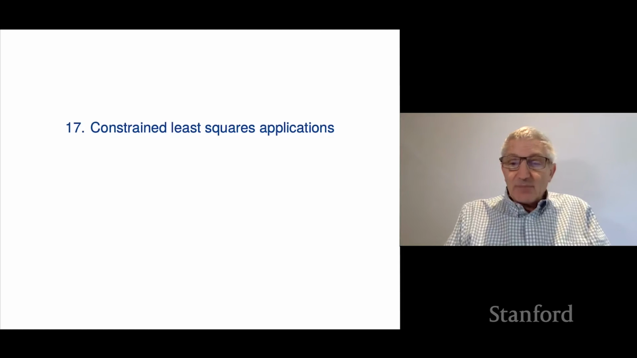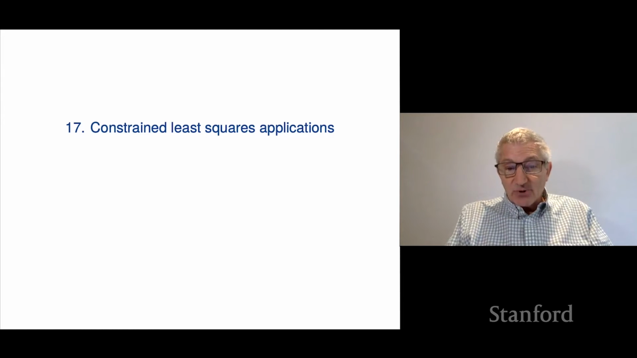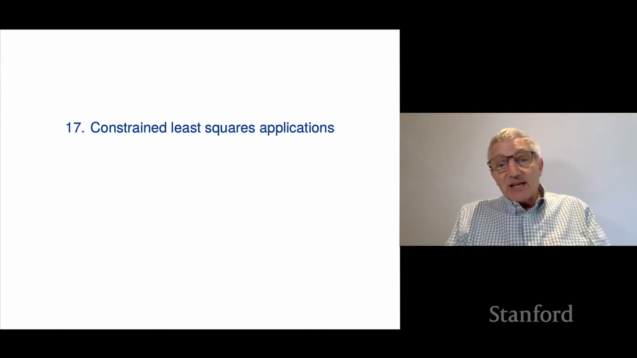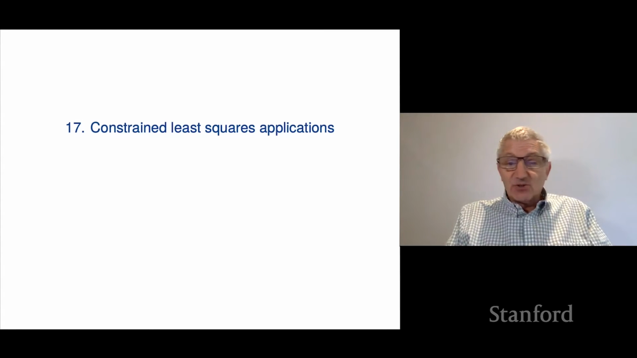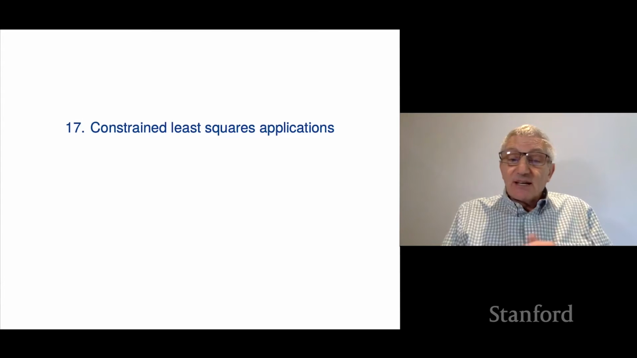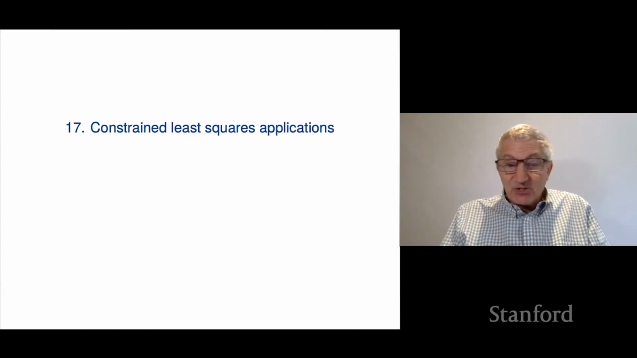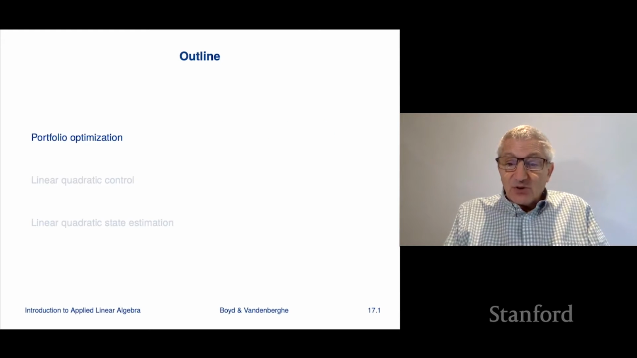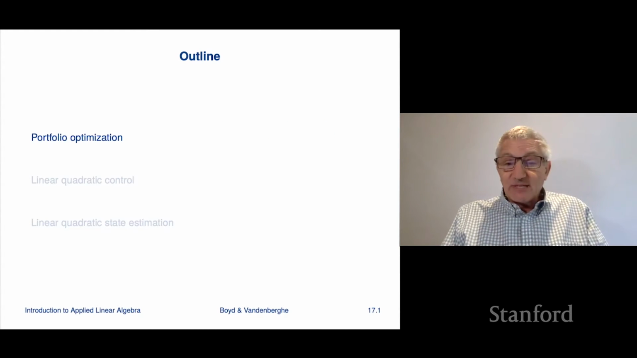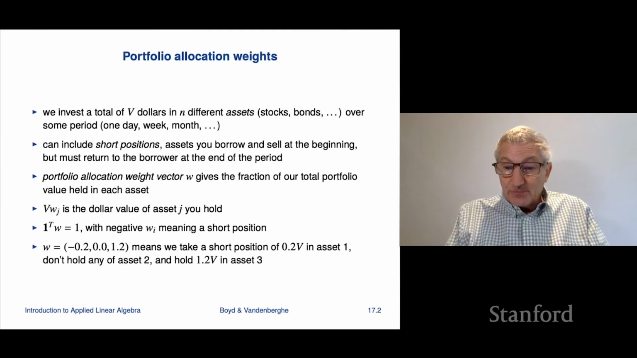Chapter 17 is on applications of constrained least squares. Each of the applications in itself is like a huge field. You can take whole courses, multiple courses on them. But it's just to show you a very, very simple introduction, and you can actually do something with constrained least squares. So our first one is going to be on portfolio optimization in finance.